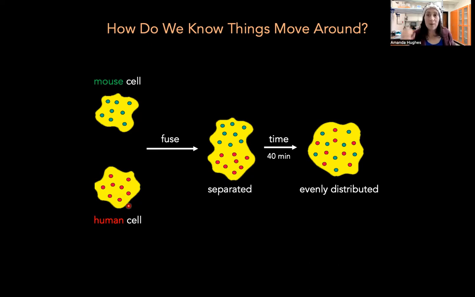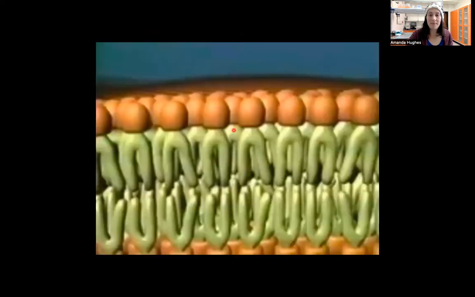If it wasn't moving around and it was all rigid and solid, then after 40 minutes you would still see separation of your green and red fluorescent tags. But again, it was all evenly mixed around. So this is how we know it's fluid in the fluid mosaic model.